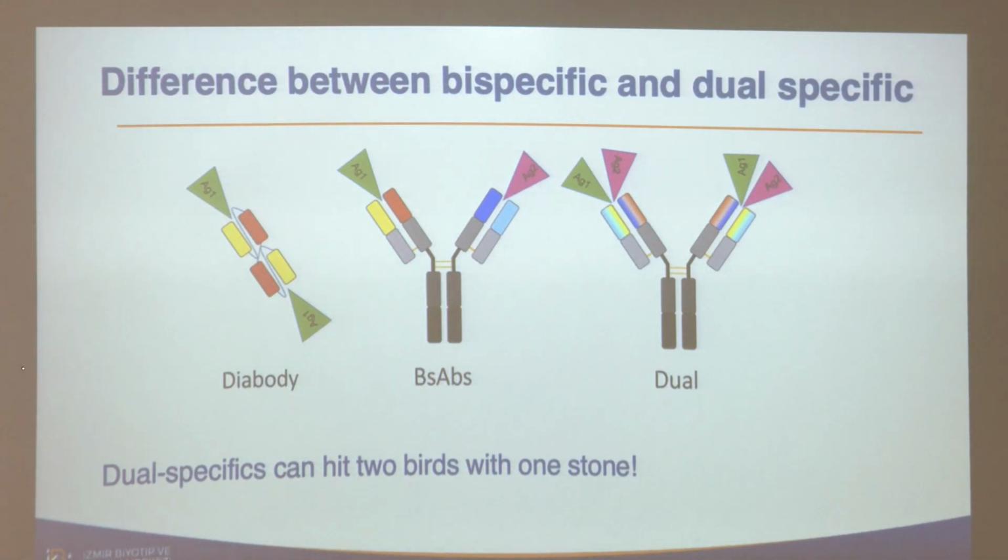There can be some steric clashes. It cannot bind two at the same time, but it can bind at different times. Even if they are small enough and there is no steric hindrance, you can bind two at a time.